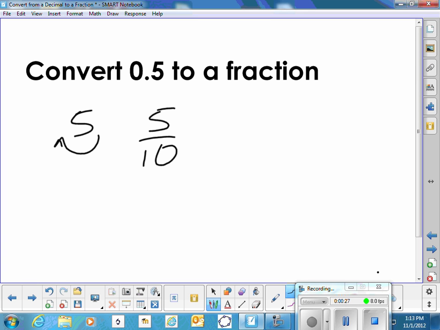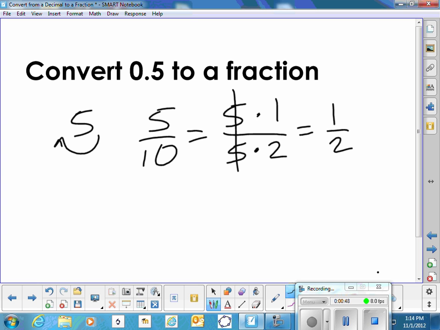5 over 10 can be reduced because I could write the 5 as 5 times 1, and I could write the 10 as 5 times 2. 5 divided by 5 is 1. 1 times 1/2 is 1/2. So 0.5 could be converted to a fraction. You probably could have done that one without that, but I just wanted to show you that process because it can get trickier.